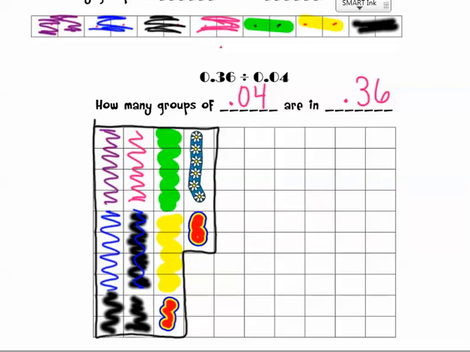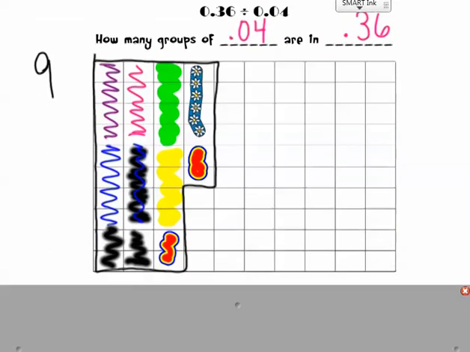So now all we're going to do is count up how many different things I colored in. So this is 1 group, 2 groups, 3 groups, 4 groups, 5 groups, 6 groups, 7 groups, 8 groups, 9 groups. How many groups do I have? I have 9 groups. So my answer is 9. 36 hundredths divided by 4 hundredths is 9. 9 groups. Okay, let's move on to another one.